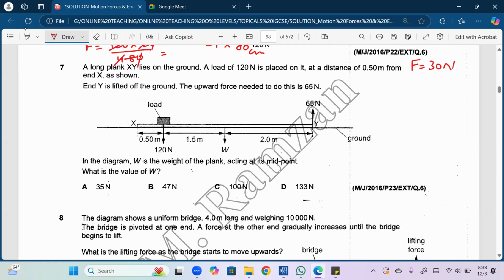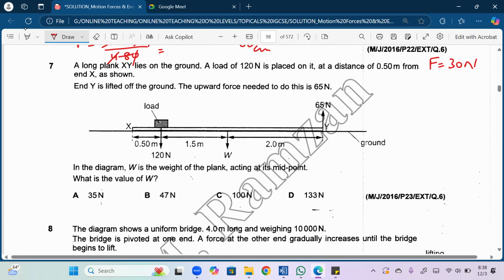Question number 7. A long flat plank XY lies on the ground. A load of 120 Newton is placed on it at a distance of 0.5 meters from the end X. This is end X, the load is placed here. This is the load, this is the weight W, and this is the force which is to be applied, which is 65 Newton. In the diagram, W is the weight of the plank acting at its midpoint.